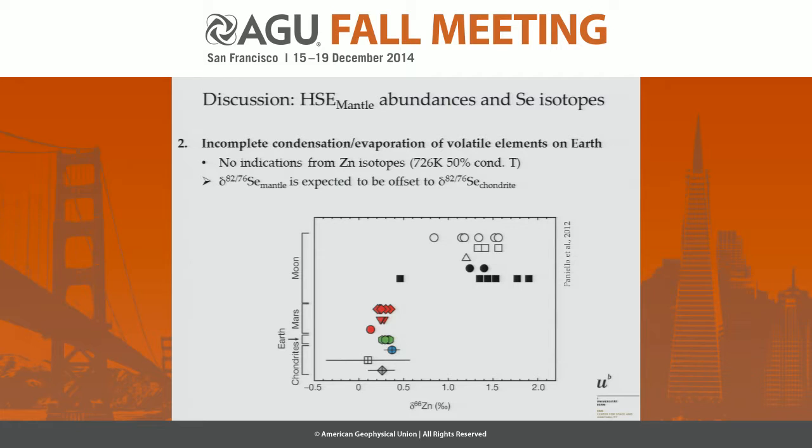If we then look at the zinc isotope composition for the Earth and Mars, we observe that we cannot distinguish their values from the chondrite values. So from the zinc isotopes, we have no clear indications of a volatile or evaporation loss of zinc from the Earth. Anyway, if this occurred for selenium, we would expect the selenium isotope composition of the mantle to also be offset from the chondrite value if a large portion of selenium is evaporated into space.